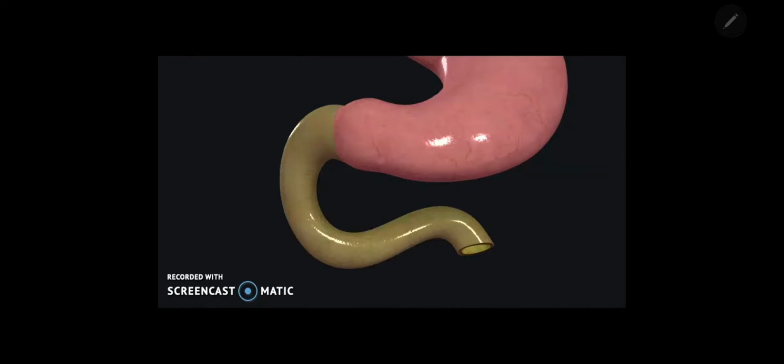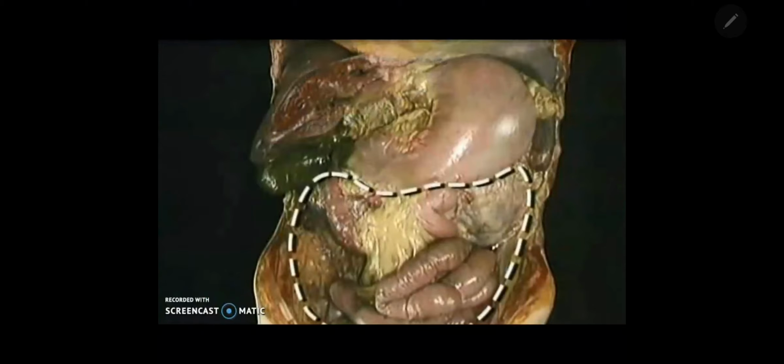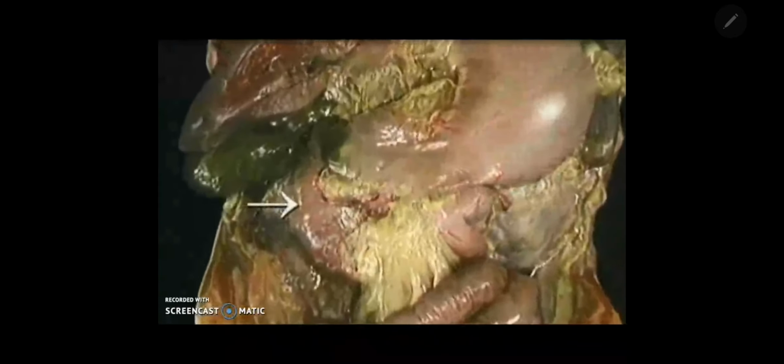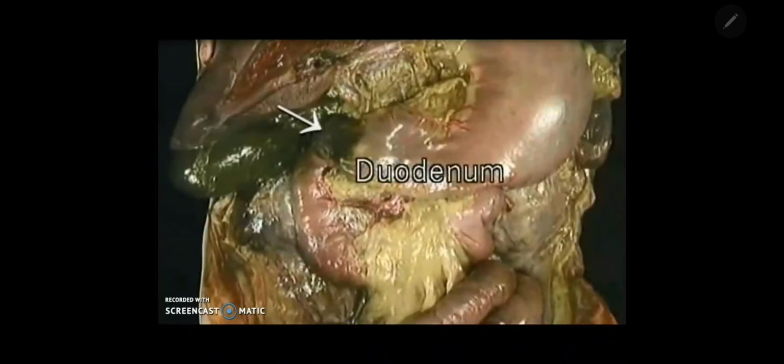You can notice here it is having the C part, and when you open the anteroabdominal wall and take out the greater omentum, transverse colon with mesocolon, and left lobe of liver, here you can see the C-shaped duodenum extending from the pylorus of the stomach till here. So this much is the duodenum.